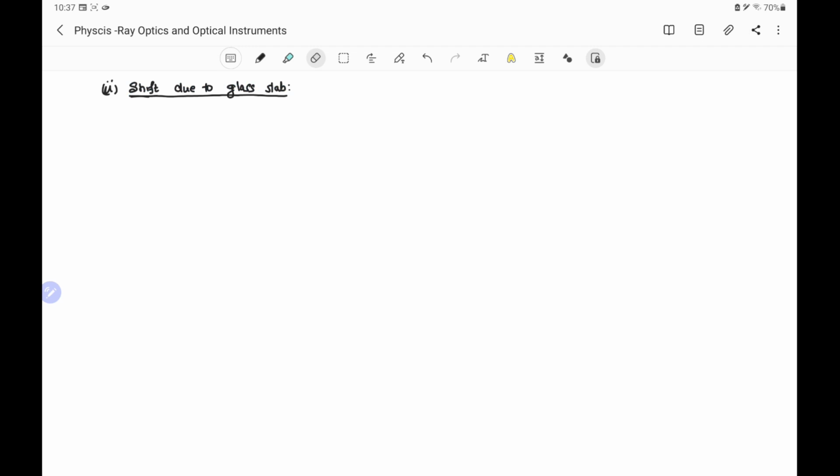Next, we will find the shift due to the glass slab in the position of the image with respect to the object. Suppose there is a glass slab having the thickness T and refractive index mu. The refractive index outside the glass slab is 1 and there is an object O at a height h from the upper surface of the glass slab. From O, we take a ray which is incident normally on the glass slab. So this ray is transmitted without any deviation.